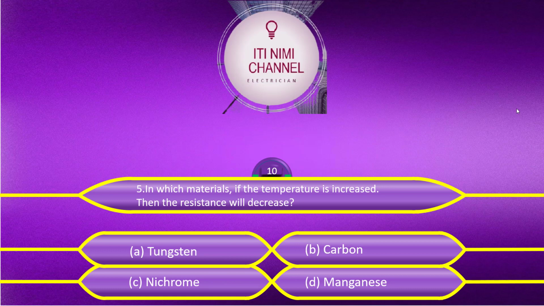In which materials, if the temperature is increased, then the resistance will decrease? Option A, tungsten. Option B, carbon. Option C, nichrome. Option D, manganese. The answer is carbon.